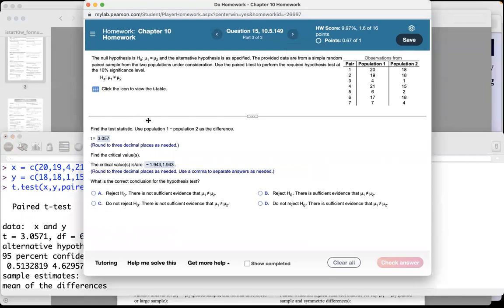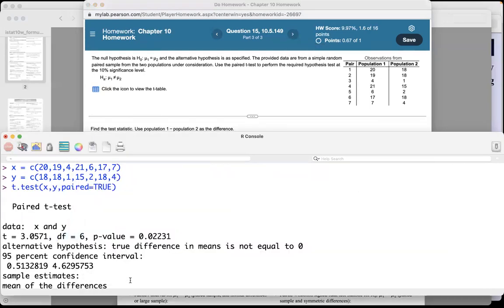So that's really all that I can think of as far as chapter 10. Okay, so that's chapter 10 in R.